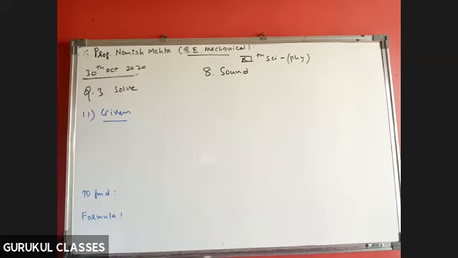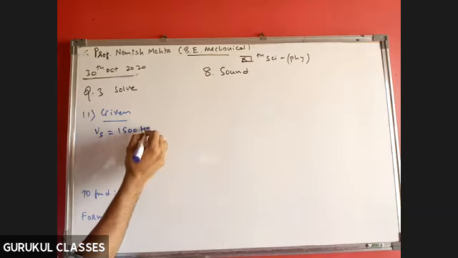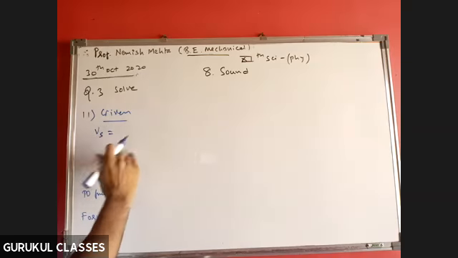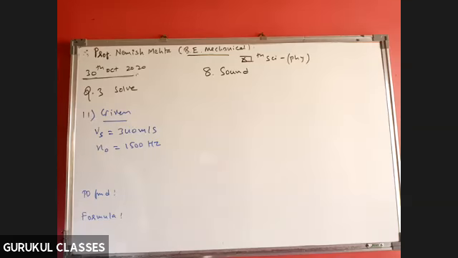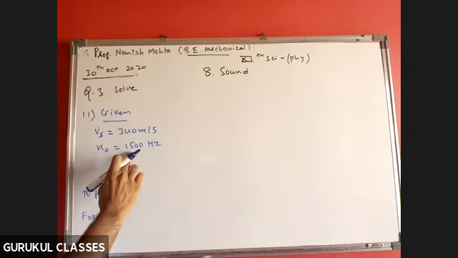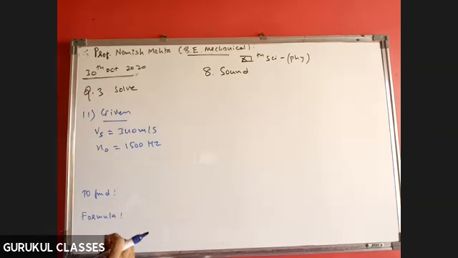A sound emitted from the siren of an ambulance has a frequency of 1500 hertz. That is the sound source, so VS will be there. The speed of sound is 340 meter per second. Calculate the difference in frequency heard by a stationary observer if the ambulance initially travels towards and then away.